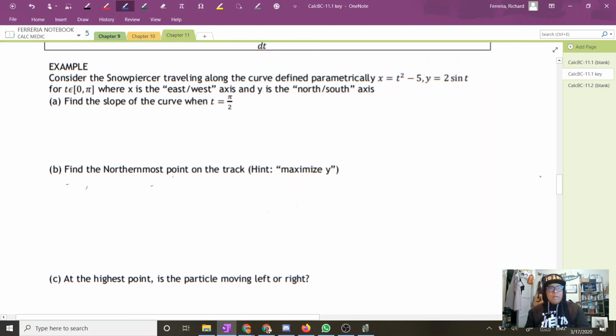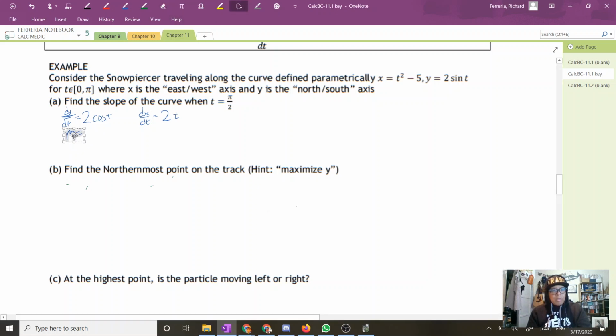Example. Okay, so consider the Snowpiercer traveling on a function defined parametrically: x = t squared minus 5, y = 2 sine t. x is east-west, y is north-south. Find the slope of the curve when t equals pi over 2. Okay, what happens when t equals pi over 2? Let's figure out dy/dt, because we're going to need that all the way through here. dy/dt is 2 cosine t. Let's figure out dx/dt. We're going to need that all the way throughout, and that is just 2t.